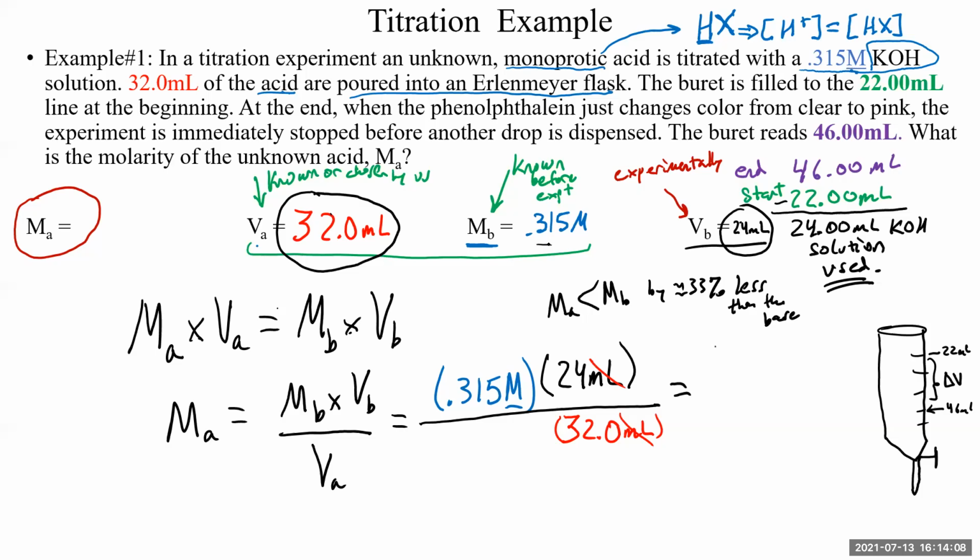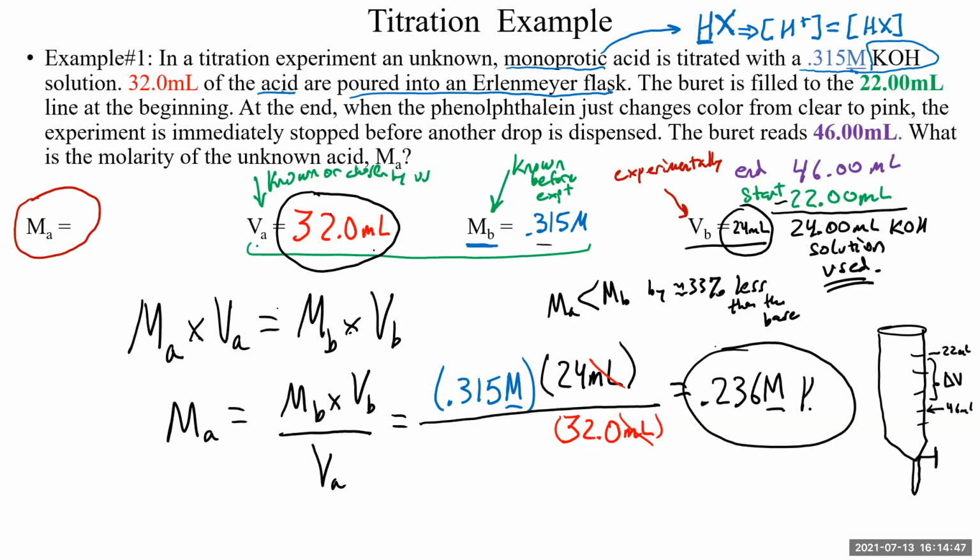Times 24 divided by 32, I get 0.236. So approximately 1/3, maybe a little bit over 1/3, but approximately 1/3 less. 0.1 less than 0.3 is 0.2, 0.23. That was just my guesstimate. I wasn't actually doing any real calculating per the formula. I was just noting that it took a lot less base to neutralize more acid. Therefore, the acid must be less concentrated. So that is our answer, molarity of acid: 0.236 molar, our unknown acid.